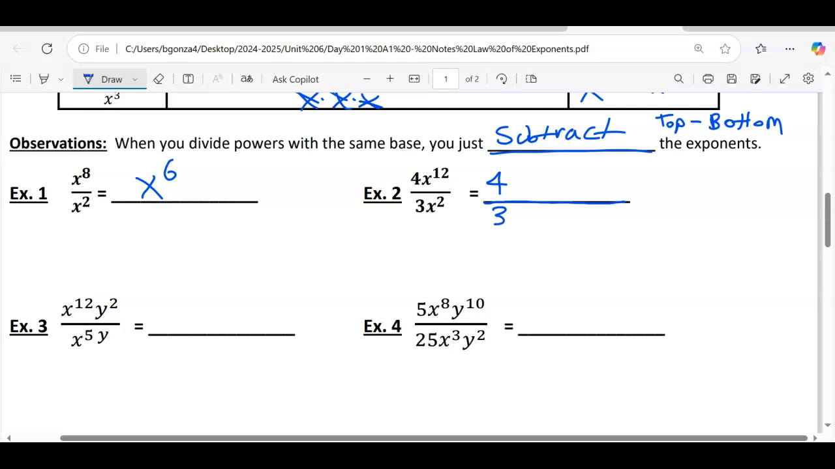It doesn't reduce. Now what do I do with the x's? Well, they have the same base, so I subtract the exponents. Top minus bottom, 12 minus 2 is 10, right? Now, where do you think I put x to the 10? Top or bottom? The default is going to be on top, okay? So again, when you subtract top minus bottom, whatever you get, put it on top, x to the 10. Cool?